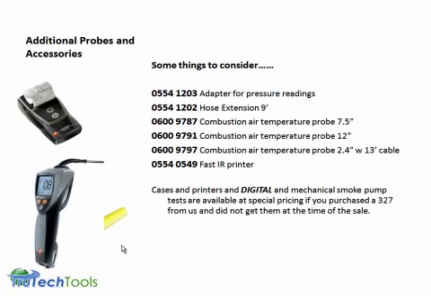Additional probes and accessories, some things to consider. The adapter for pressure readings is very handy. A hose extension, if you're doing like boiler burner work and you want to have the analyzer and the probe around the back while you're around the front doing adjustments, a 9 foot hose extension is a handy thing to have. Combustion air temperature probes for 90 plus furnaces when you have to measure the entering air temperature and the stack from inside the house. So cases, printers and all that kind of stuff are available, and even digital soot smoke pumps.